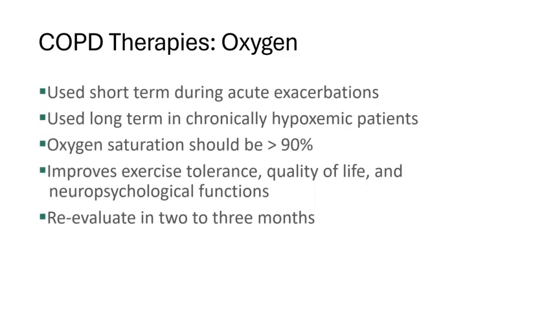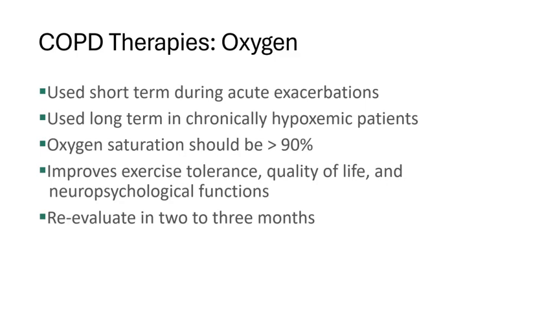For some patients, home oxygen therapy is necessary. Oxygen therapy can be used short-term during acute exacerbations. It can be used long-term in chronically hypoxemic patients. The goals for supplemental oxygen therapy are to correct arterial hypoxemia and prevent secondary organ damage.